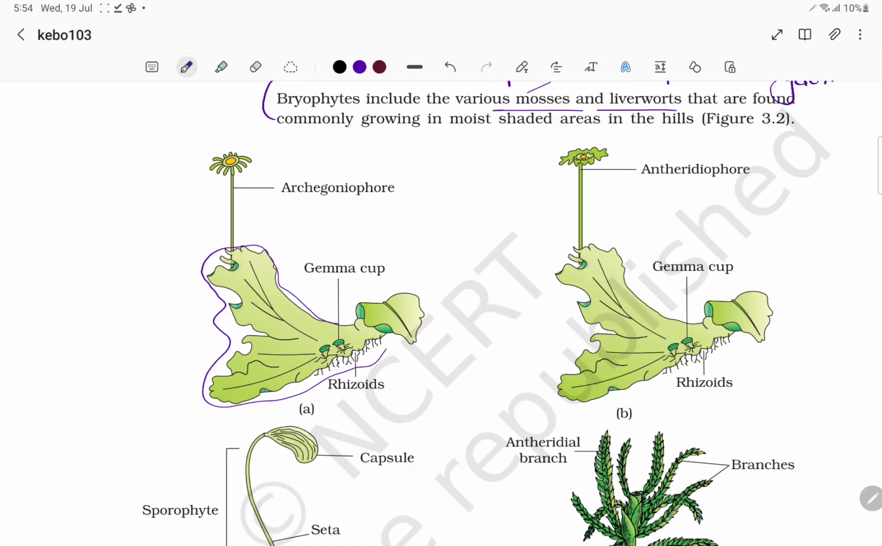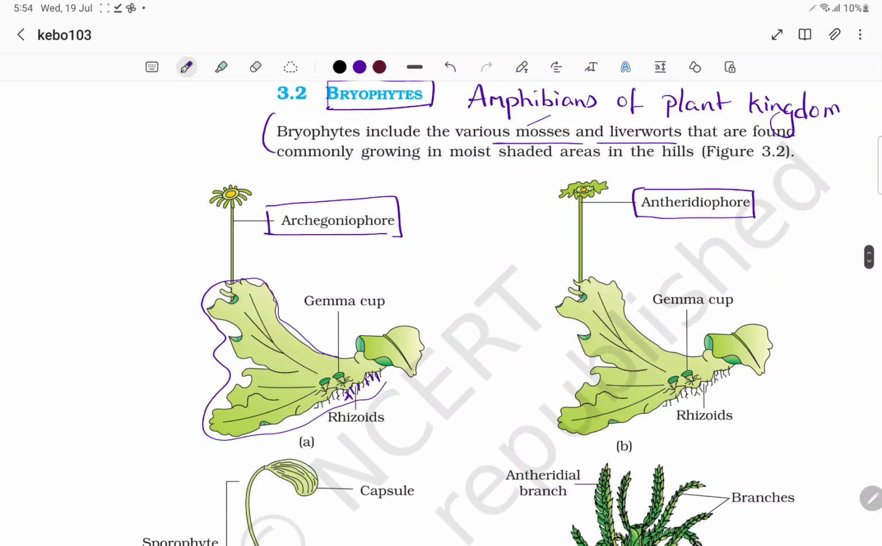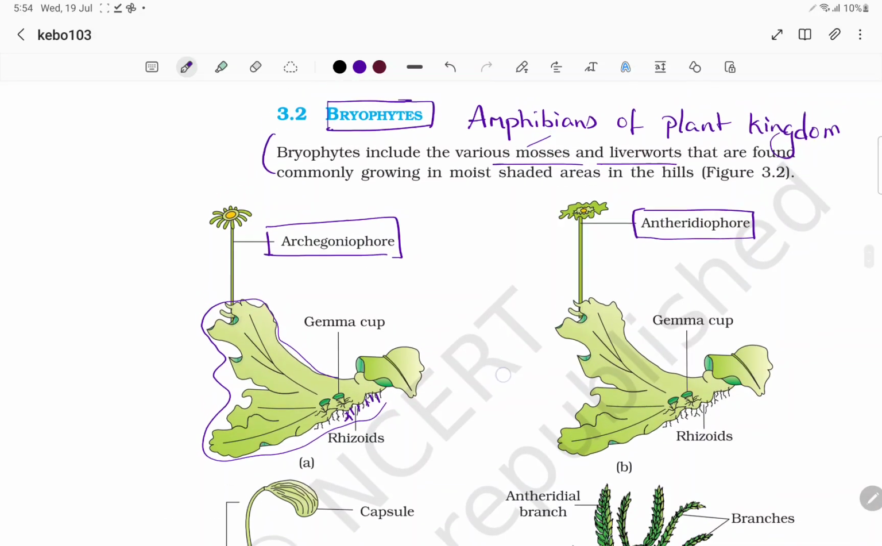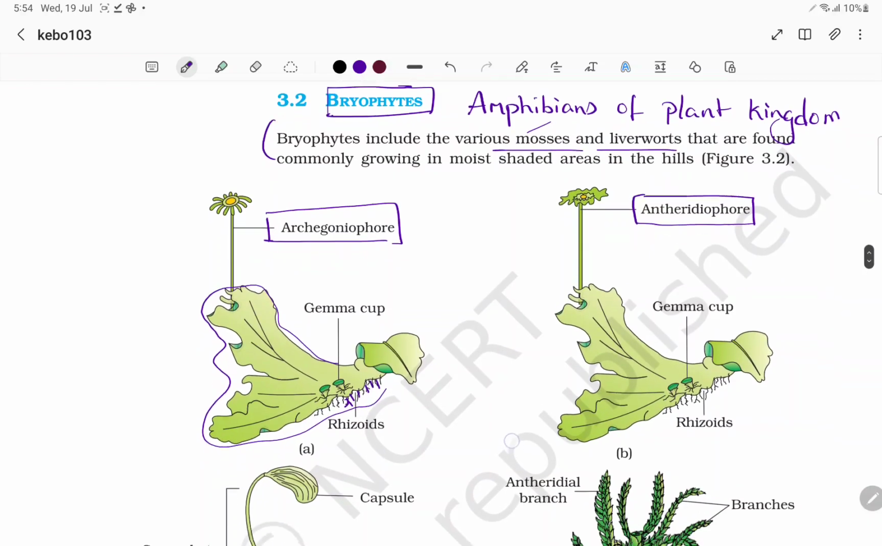dioecious in nature. You will have a separate archegoniophore, which is the sex organ present on the gametophyte, and this is the female sex organ present on the gametophyte, and antheridiophore. Archegoniophore possesses archegonium and antheridiophore possesses antheridium, and this is the thalloid body, and here we have the rhizoids, right? So these are the rhizoids, these are root-like, and this is leafy in nature. And bryophytes include mosses and liverworts.